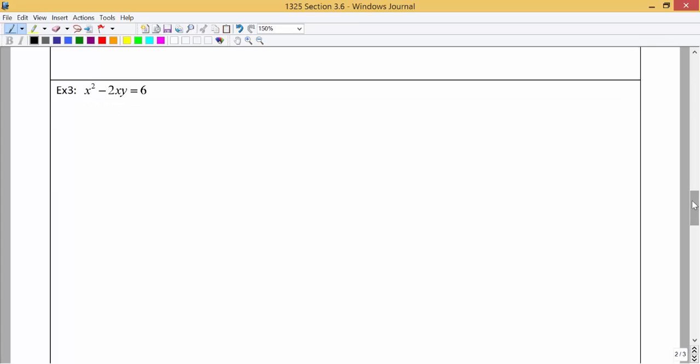Now in example 3 it gets a little bit more interesting as far as solving for dy/dx. So let's look inside here. X squared, so we're looking to find the derivative of x squared. Well, that of course would just be 2x. Now we're looking inside of this particular term. We notice that we have variable x multiplied times the function y. So this is going to be the product rule.